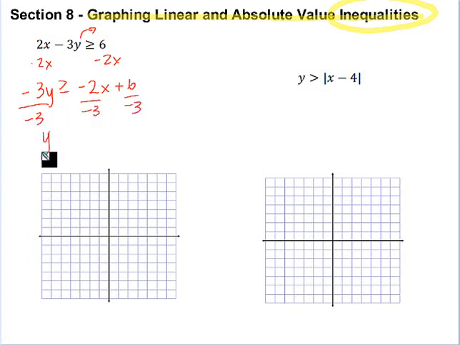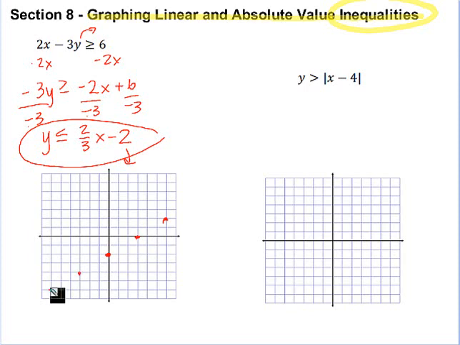So then we have y. Since we divided by a negative, it becomes less than or equal to 2/3 x minus 2. Now that is something that we can graph. Our y-intercept is negative 2, so we start down 2. Slope of 2/3: up 2, over 3, up 2, over 3, and down 2 to the left 3, down 2 to the left 3. Now this says less than or equal to. Since there's an equal to sign there, we will connect all of these points together with a solid line.